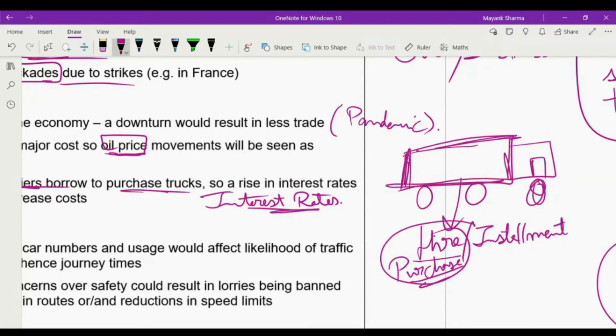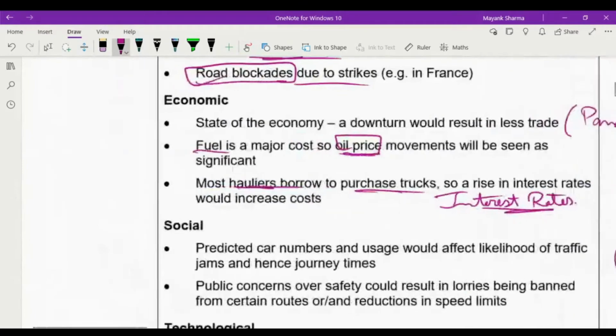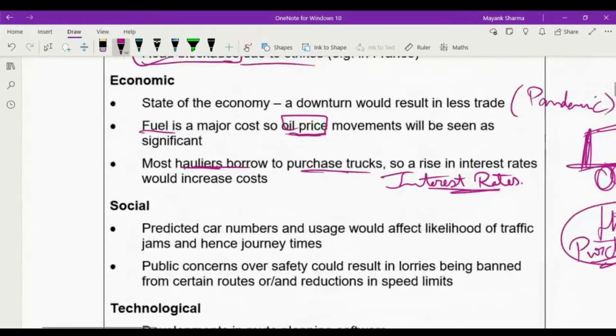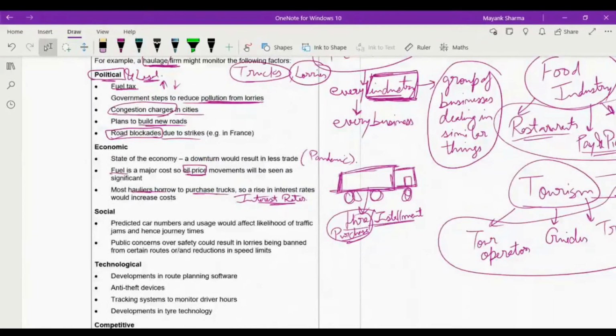The ownership will be transferred to you later on, but from an accounting point of view and from a business point of view, you are the owner of the truck, even when you have not paid the entire cost of the truck. So if the interest rates are higher, then installments will be heavy, and it will again impact the cost of doing business. So, political, economic, then social factors.